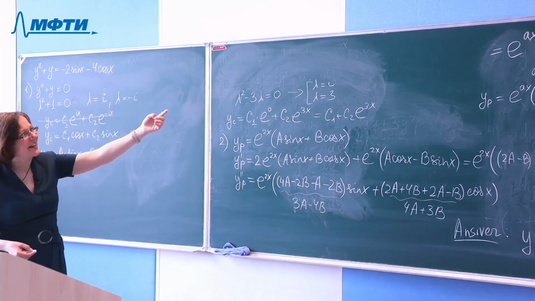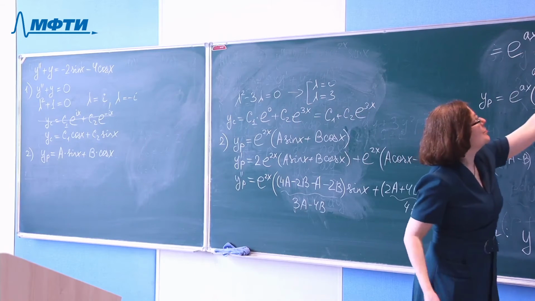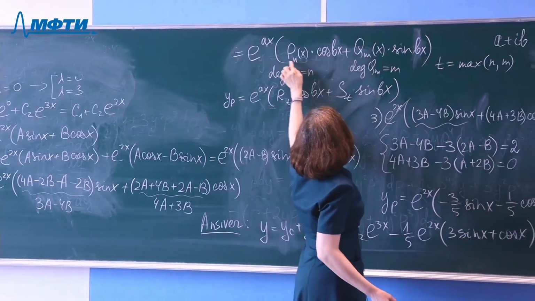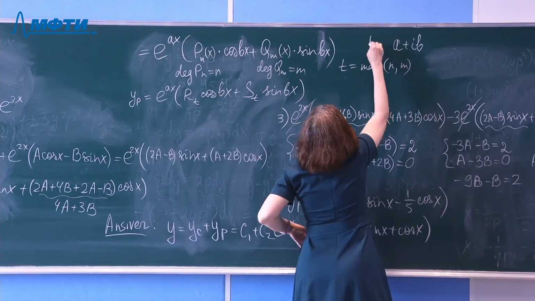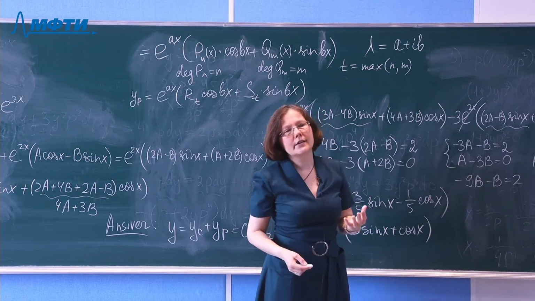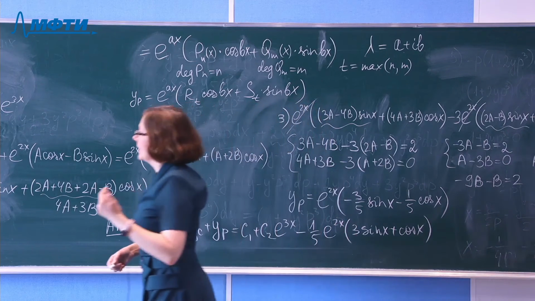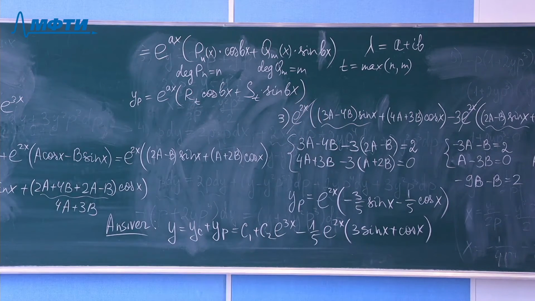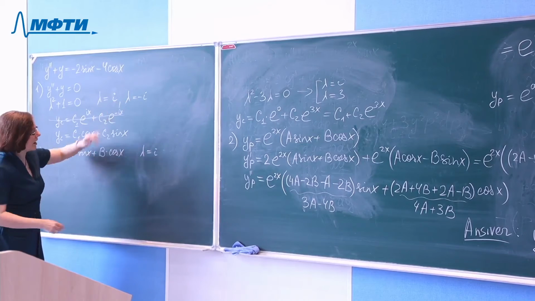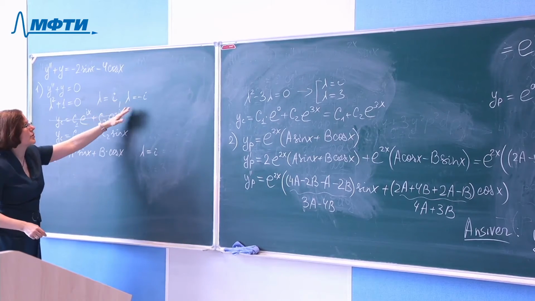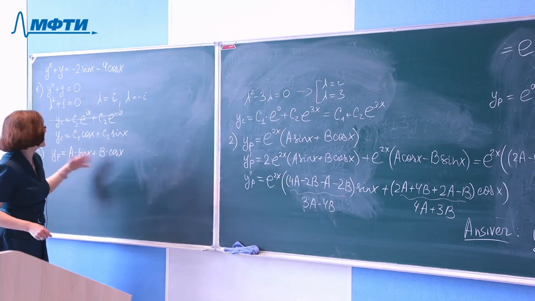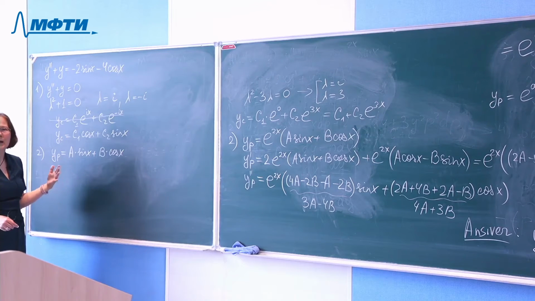As I formulated, given a and b, we can form the complex number a plus ib, and if this complex number is a root of the characteristic equation, then we have a resonance. And in this case, the corresponding complex number will be i, lambda equals i, and this is the same as the root of the characteristic equation. So what shall we do if we have the resonance in this case? What must we do?